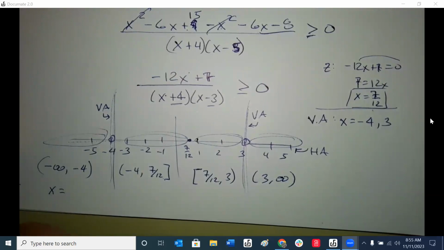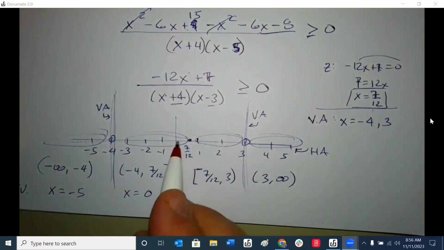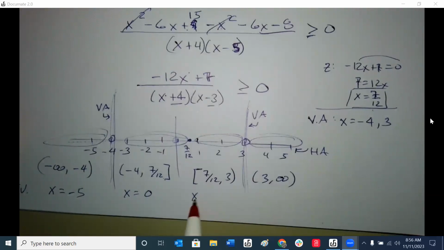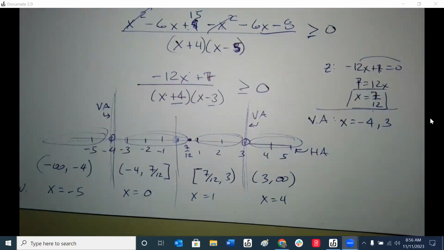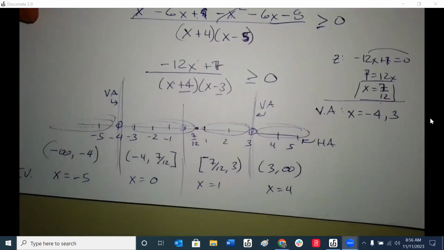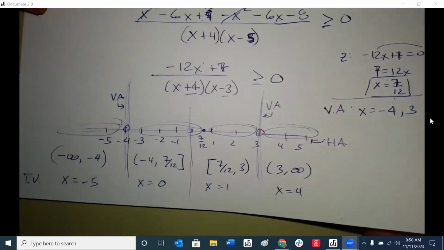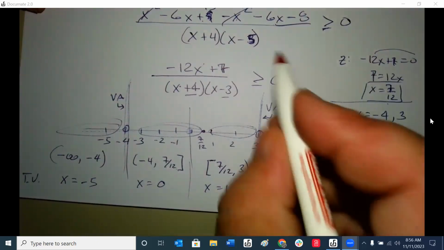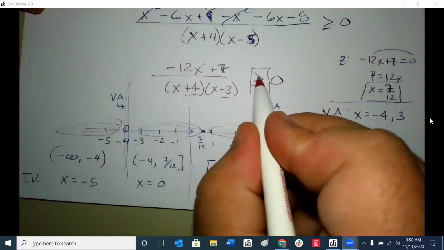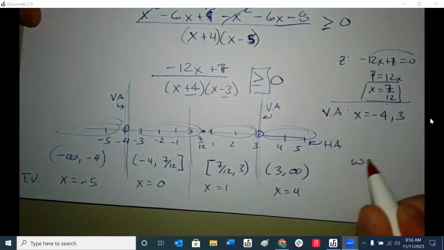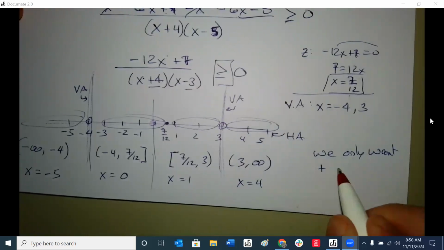Take my test values. So negative 5. 0. So if I can use 0, I'm going to use 0. I use 1. And I'll use 4 here. Remember, we're looking for greater than 0. So we're looking only for positive answers. We only want positive answers.